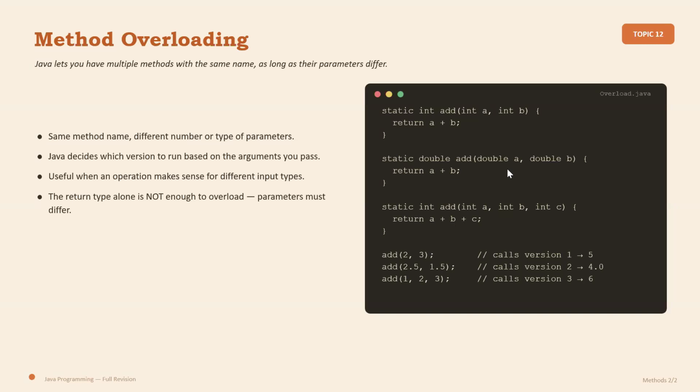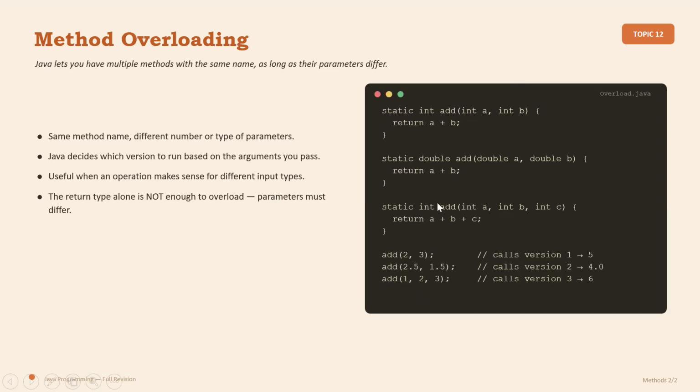So when a method is called, here we are calling the methods. When a method is called, Java automatically chooses the correct version based on the arguments provided. For example, first I'm writing add 2, 3. So 2 and 3 are integers. So this calls the method with 2 integers.